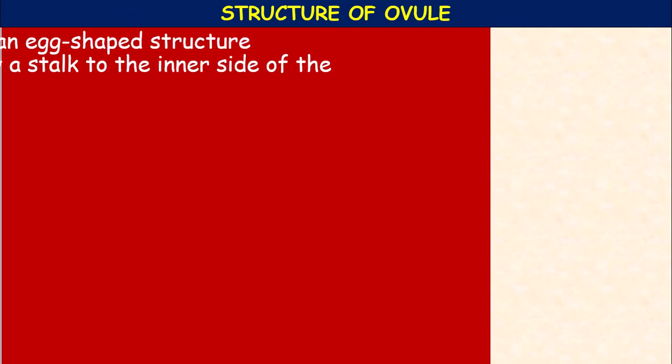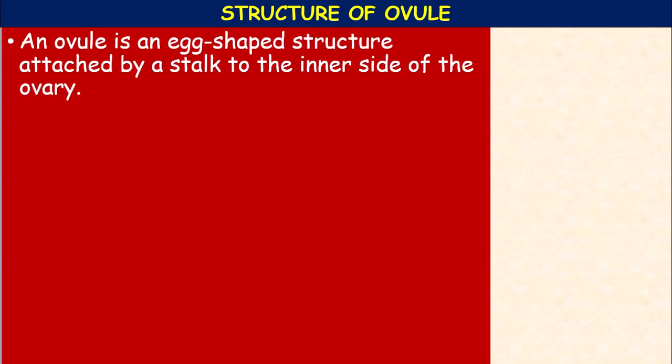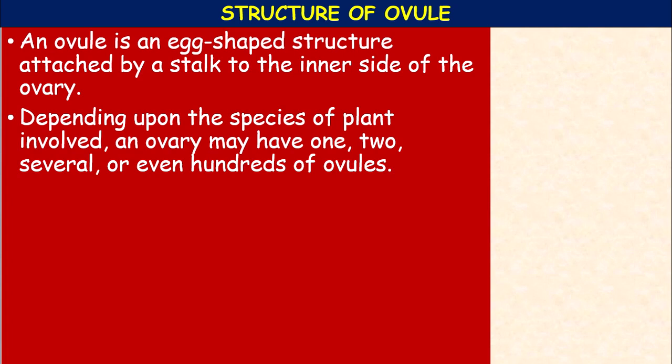Let us proceed. Structure of ovule. An ovule is an egg-shaped structure attached by a stalk to the inner side of the ovary. That stalk is called a funicle. Depending upon the species of plant involved, an ovary may have 1, 2, even 100 ovules.